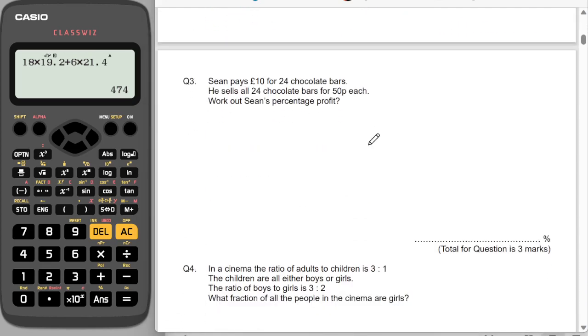Okay, question 3. Sean pays £10 for 24 chocolate bars. He sells the 24 chocolate bars for 50 pence each. Work out his percentage profit. Let's do it this way. The amount of money that he makes is going to be 24 times by 0.5. I've just converted that into pounds, so that's going to be 12. He spent £10, so the percentage profit is going to be 12 minus 10, divided by the original money he spent, which was 10, and then times by 100. So we're looking at 20%.